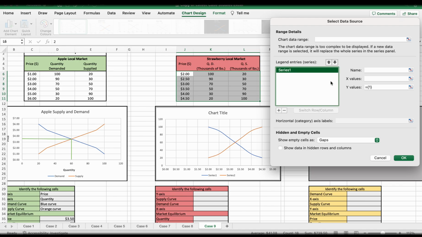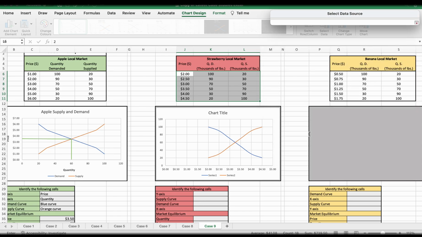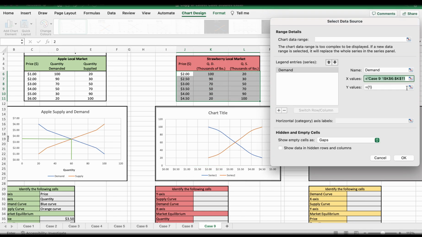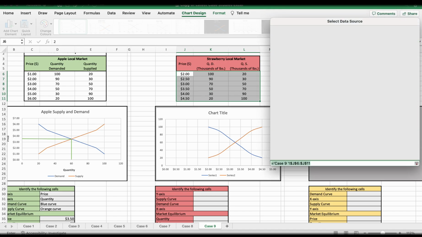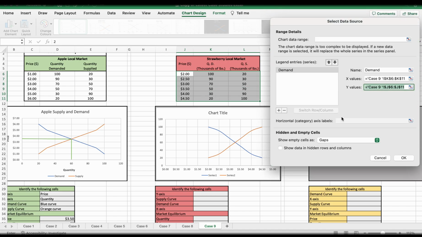So add one, and this is going to be for demand. Type demand as a name. For X values, remember the X values have to be the horizontal section, which is going to represent the quantity. So we need to select quantity demanded for demand. And then Y is going to be for price. So select your price. Now we have that.